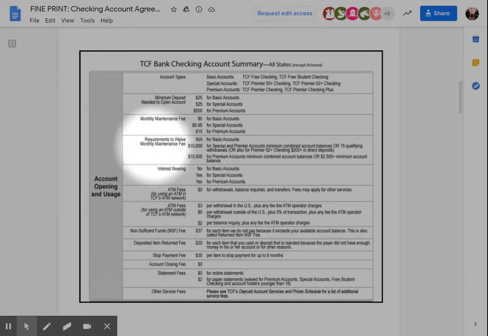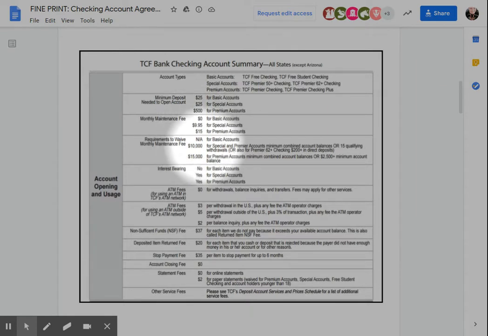Requirements to waive the monthly maintenance fee. So NA means not available, or not applicable. It's not applicable because there is already no fee for a basic account. For the special or premier accounts, if I have a minimum combined account balance of $10,000, I do not have to pay the $995.